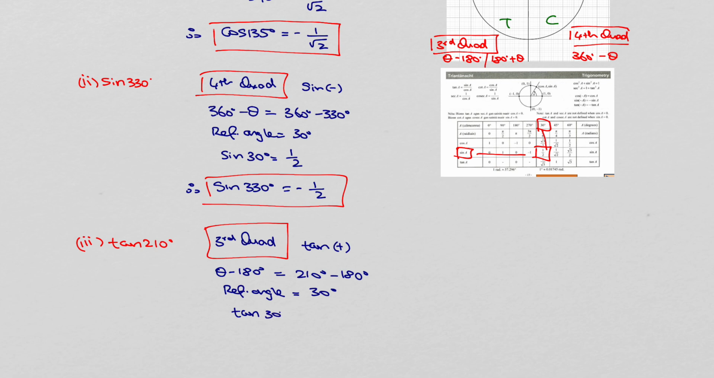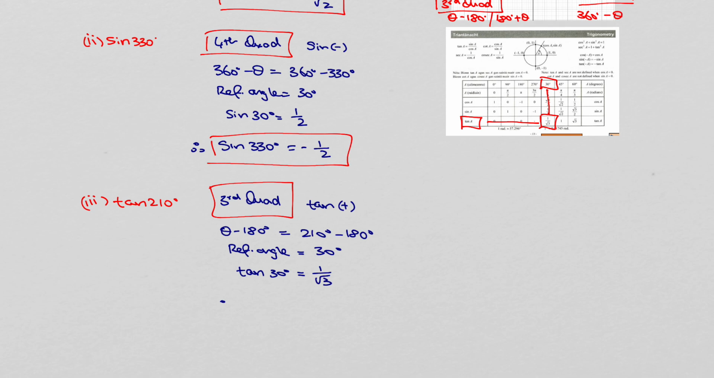Therefore, using the reference angle of tan 30, I'm going to page 13 in my maths tables. I'm looking for tan, looking at 30, go across and down, and I see my answer is 1 over root 3. And therefore that means then that tan of 210 degrees is going to be 1 over root 3, and it's also going to be positive because tan is positive in the third quadrant.